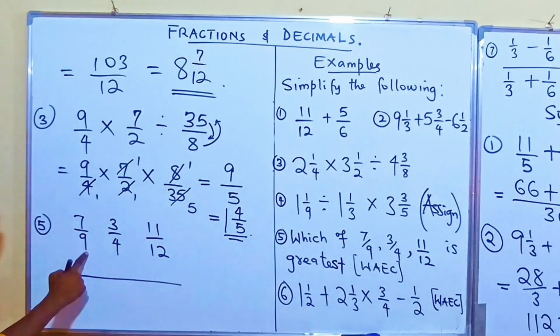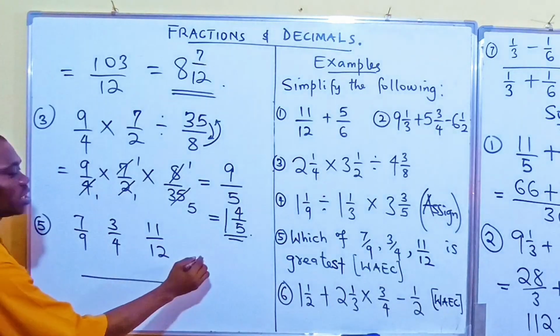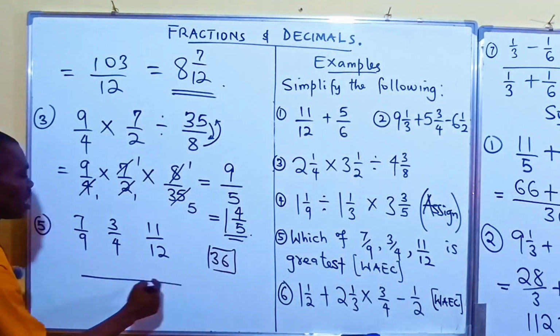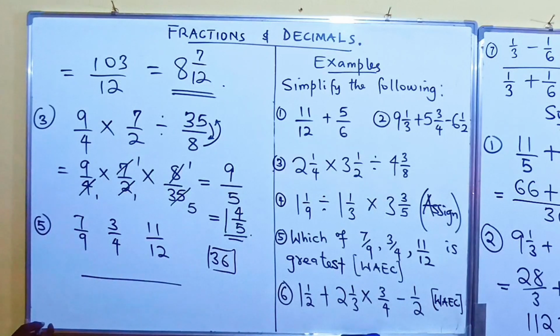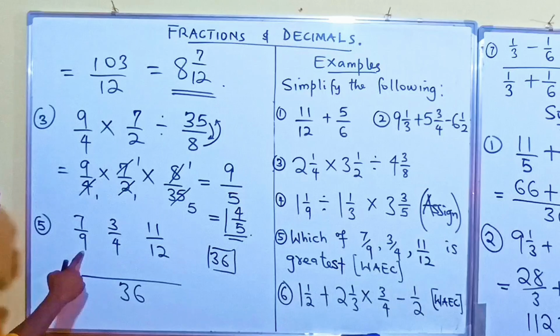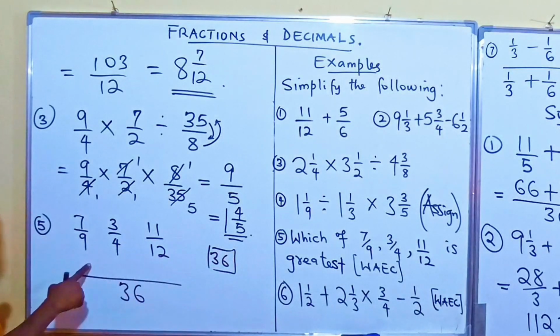So the LCM of 9, 4, and 12 is going to be 36. I think 36 is the smallest number that the three of them can divide. Okay, so we put our 36 this way. Then do our usual, what we did there, just do the same thing.